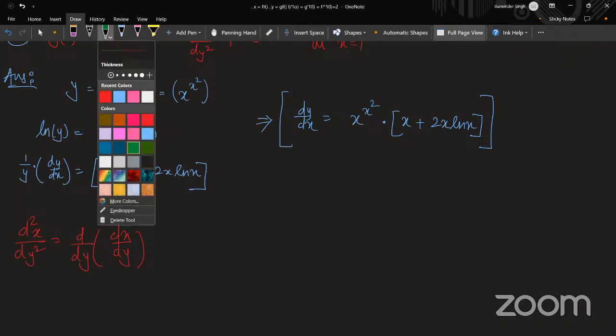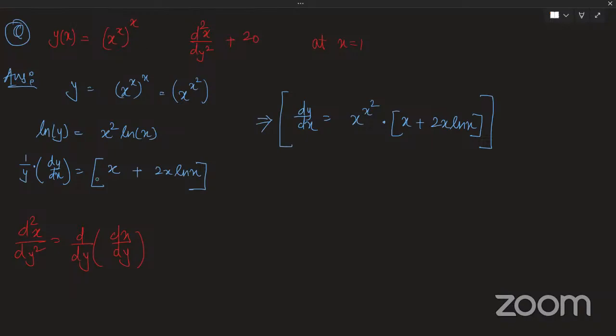Now the issue is, I know my value of dy by dx. Okay, I know my value of dy by dx. From that, can I get my value of dx by dy? From dy by dx, how do I get dx by dy?